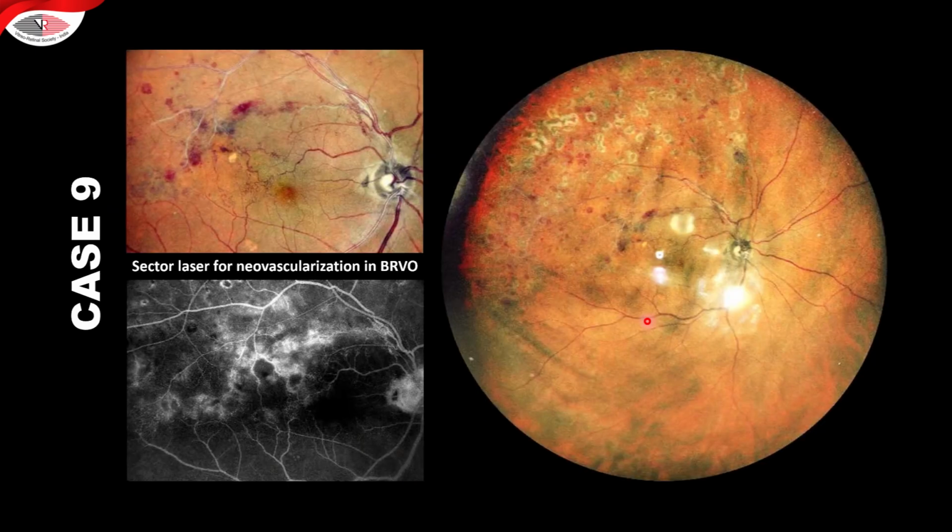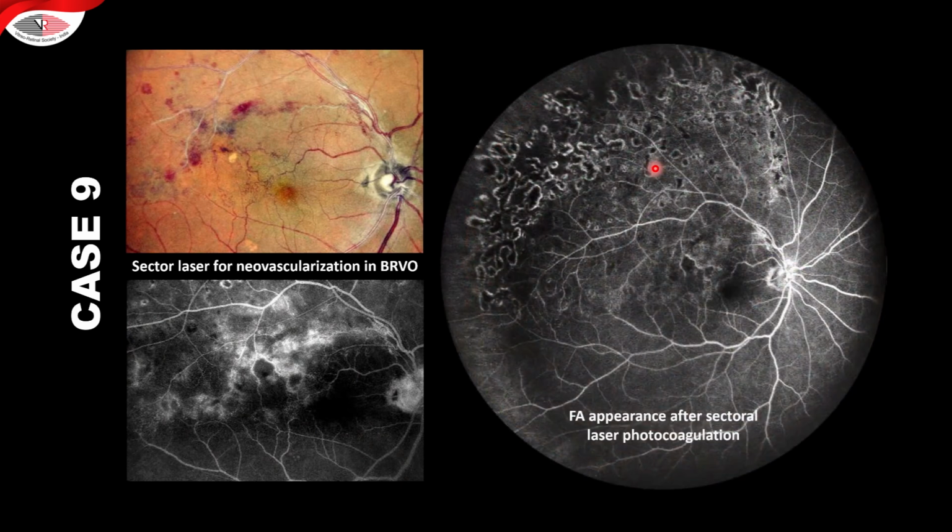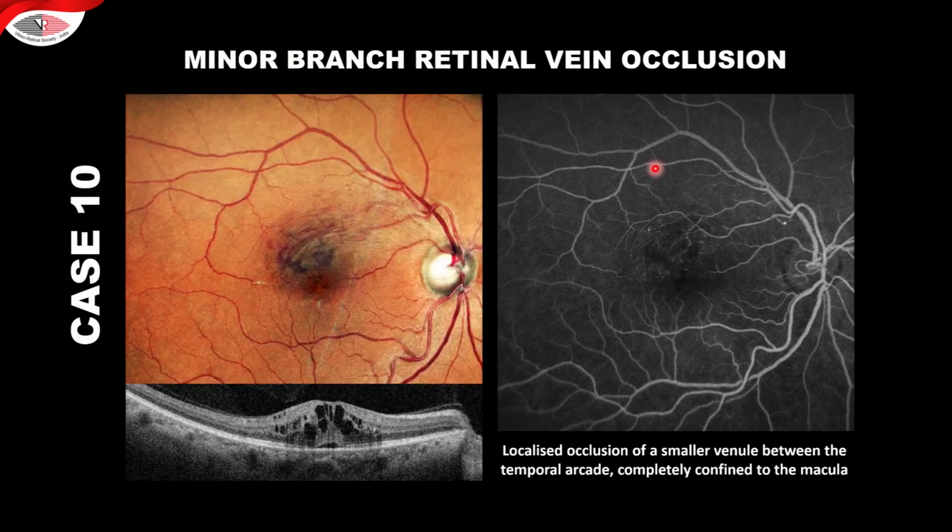Sectoral laser for neovascularization is done. You can see the laser marks here, which are showing some sort of regression in these cases, and you have to use them in adjunct with multiple anti-VEGFs. This is the FA appearance after a sectoral laser photocoagulation.